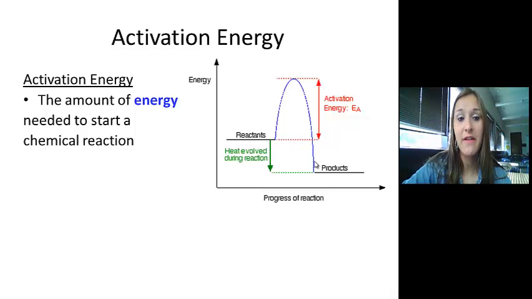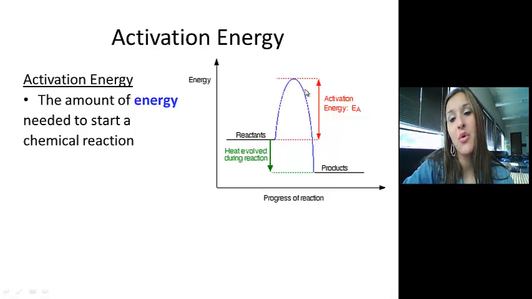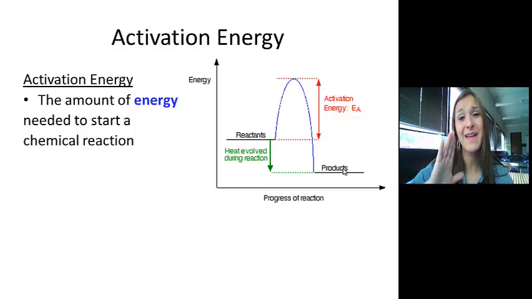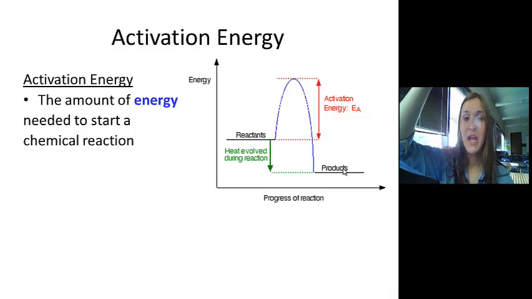So here we have a chart that shows the activation energy. Here we have our reactants. What we start with, we put in energy in order to get our final products. So think of it like sledding. Sledding is really fun in the winter, but the hardest part is that you have to climb to the top of the hill in order to get the fun going down. You have to put in energy in order to have fun.